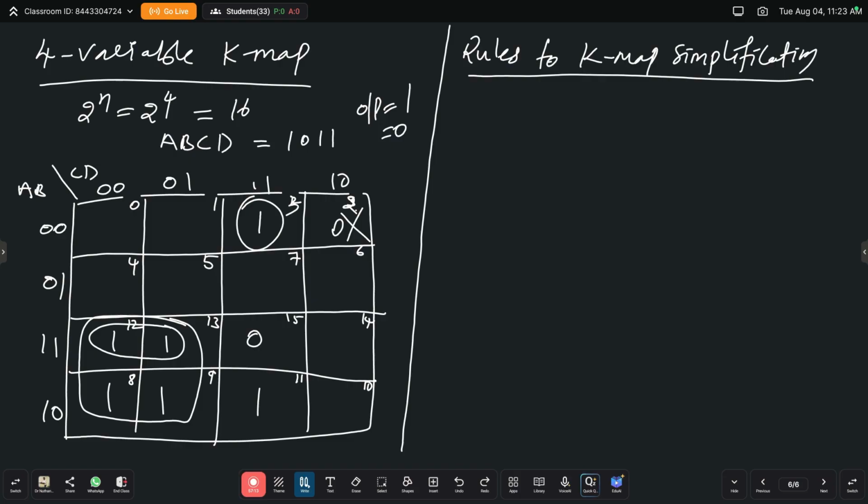Each group should be as large as possible. Means always you try to check for the largest group. Are you following? For example, 1, 1, 1, 1 is there. So here we can make 2 doubles also. Yes or no? But what do we need to consider? What is the largest group? Instead of 2 doubles, what can we do?